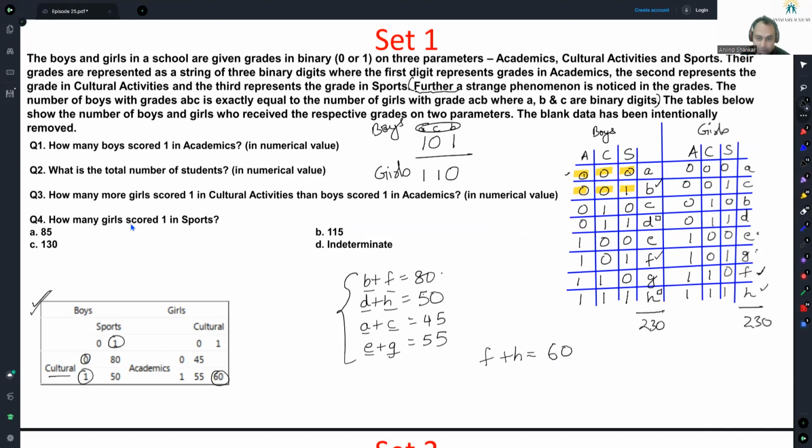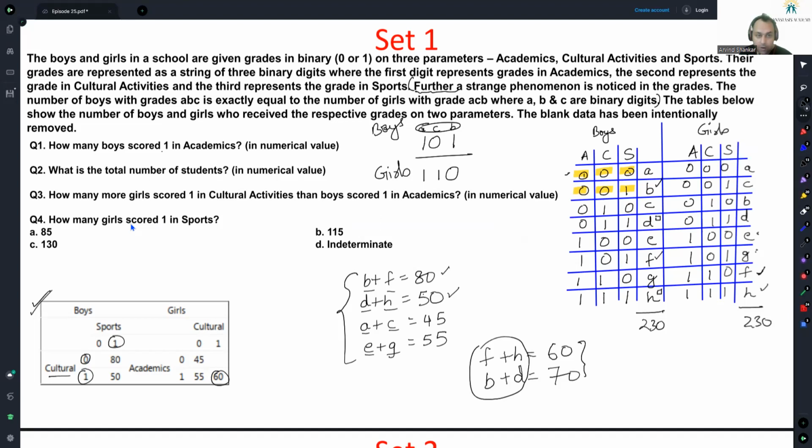Now see, F was linked to this equation, H was linked to this equation. If F plus H is equal to 60, can you see B plus D will be equal to 70? Because altogether, even here you get B plus F, D plus H, and here also you get B plus F, D plus H. If this is 130, this should also be 130. These pieces of information are known. Let's get to individual questions.